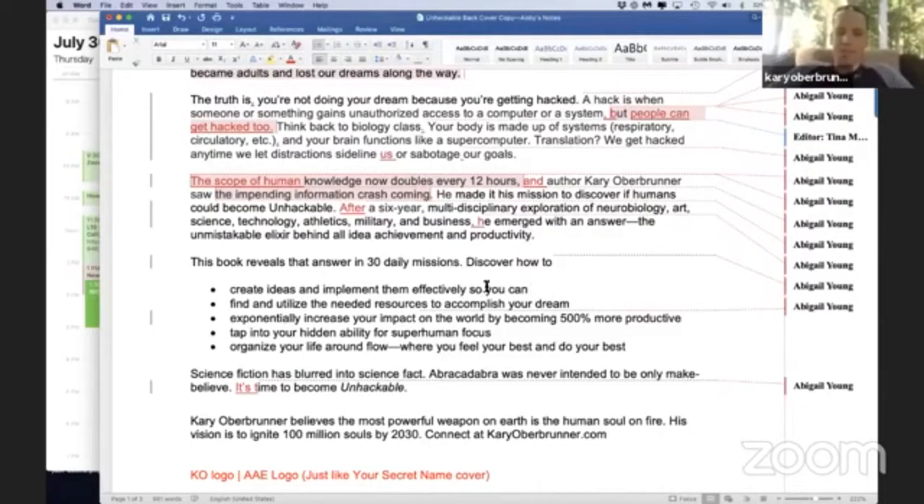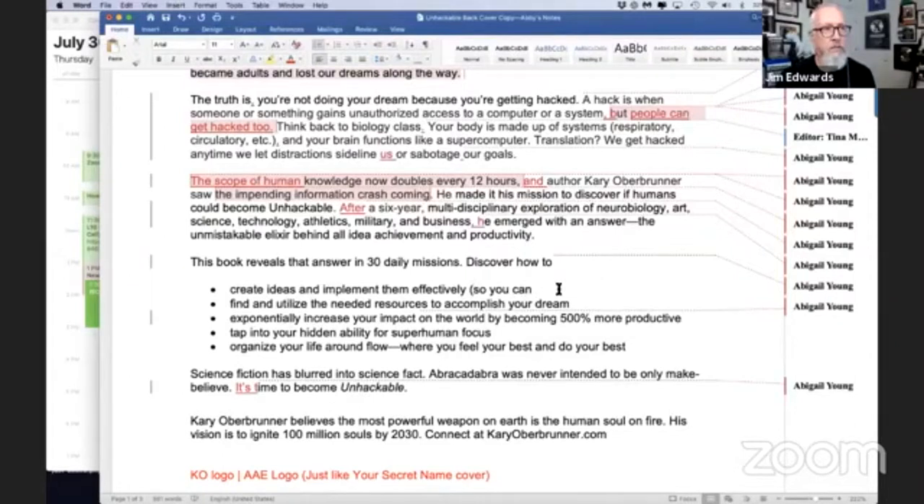Okay, so all of these, it's like find and utilize. These are all features. Find and utilize the needed resources to accomplish your dream, so you can blank, which means blank. The "so you can blank" and the "which means blank" is usually where the great compelling emotional benefit is. It's also known as the benefit, feature, benefit, and benefit of the benefit. You need to do that with all of those things.